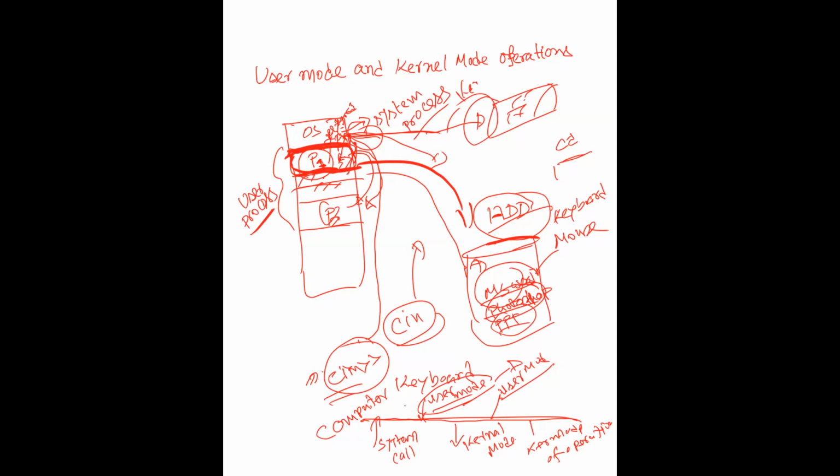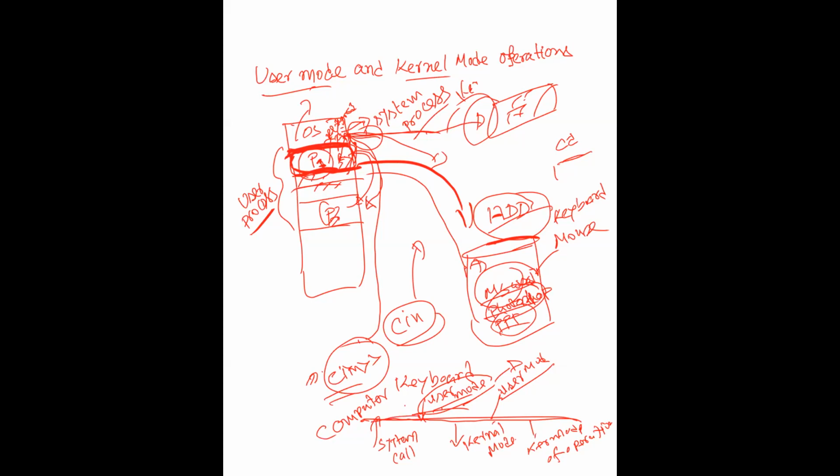Now, what we have learned so far is what the kernel of the operating system is, and what user mode and kernel mode operations are. Next, let's see what context switching or mode switching is. We already know about mode switching: when you execute a program, it always switches between user mode and kernel mode during execution. So this is called mode switching.